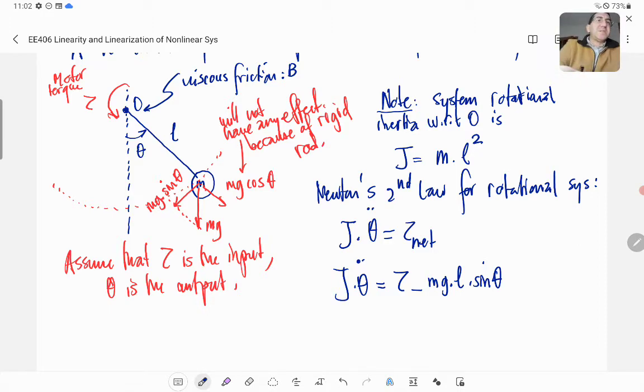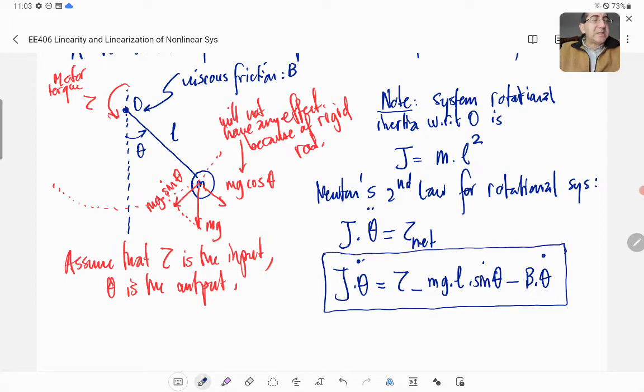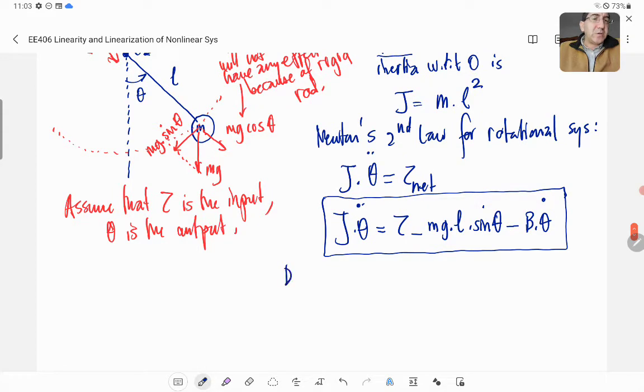Remember, the viscous friction with a coefficient B actually acts proportional to the rotational velocity. So that will also resist the motion. So we will have B times theta dot. Okay, so that's our differential equation representation. You see that this is a second order differential equation.